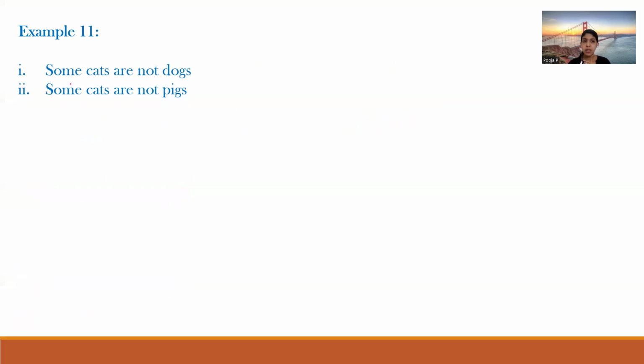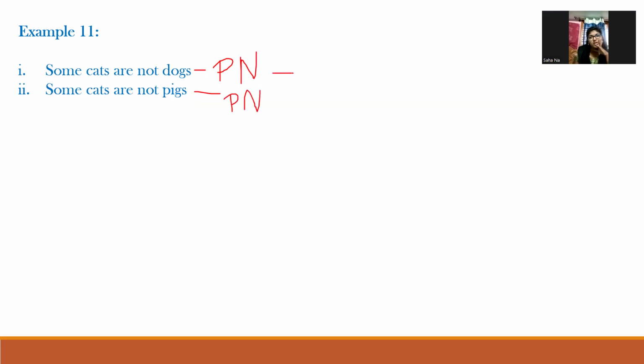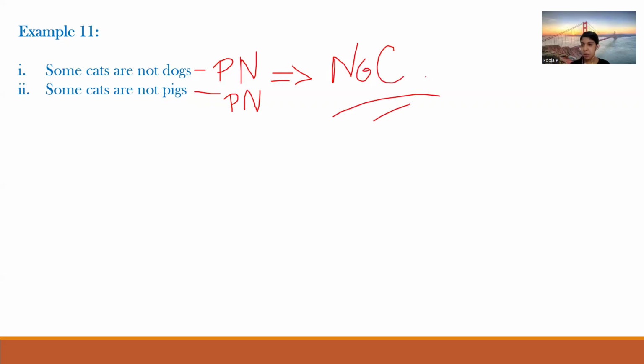Premise 1, some cats are not dogs. Premise 2, some cats are not pigs. What kind of statements? Both are particular negative. So no conclusion. Wonderful. Since both are particular and also both are negative, we cannot draw any conclusion. Fine with all of you? Example 11 is clear with all? Yes, ma'am.